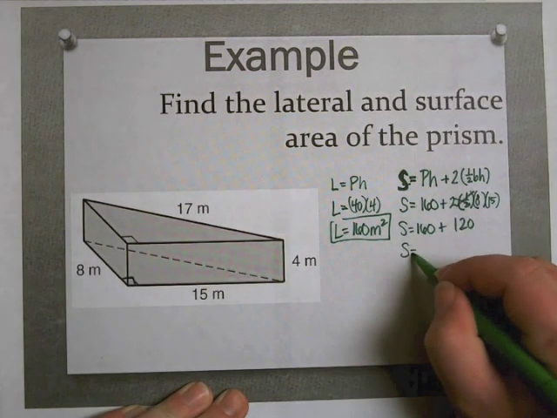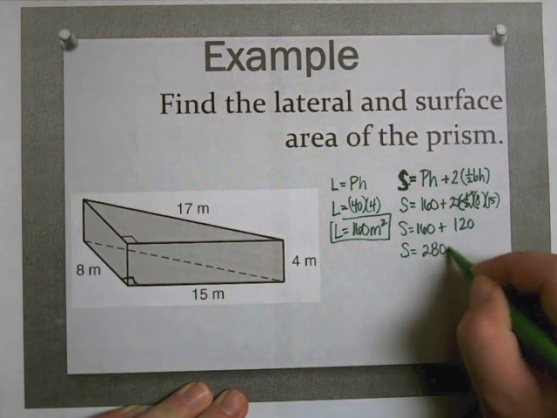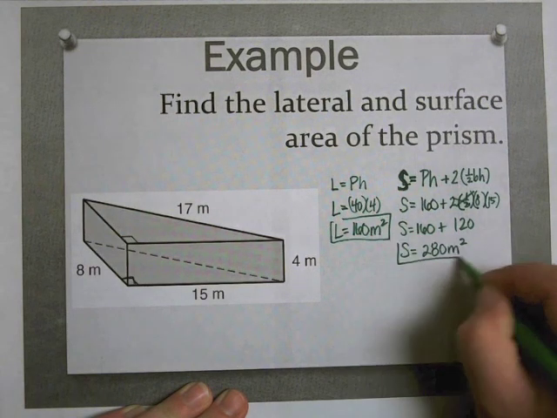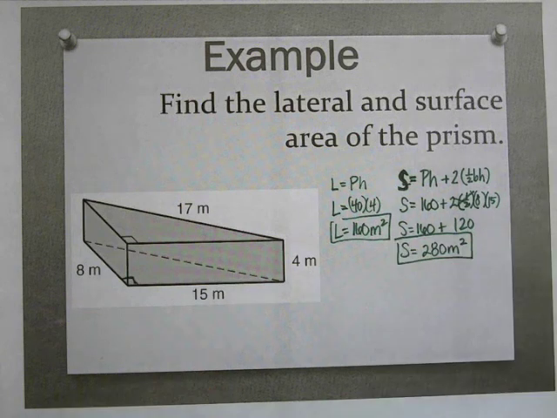Now we just have to add those two together. So that would be 280 meters squared. That would be the surface area of the prism. Again, all you have to do with these is be able to plug them into the formulas that are provided. Make sure you get these formulas memorized.